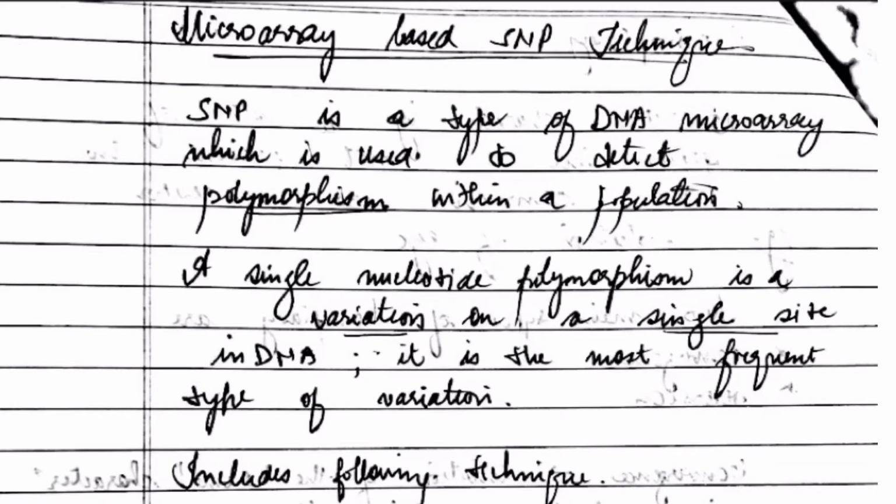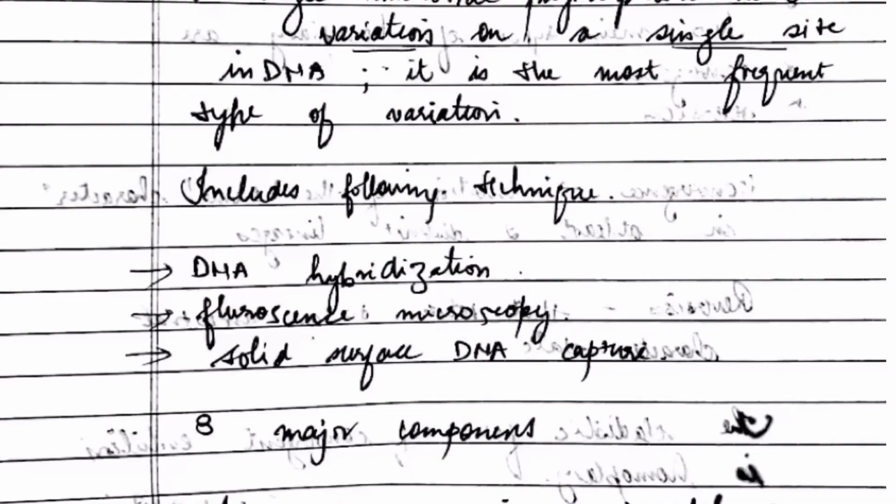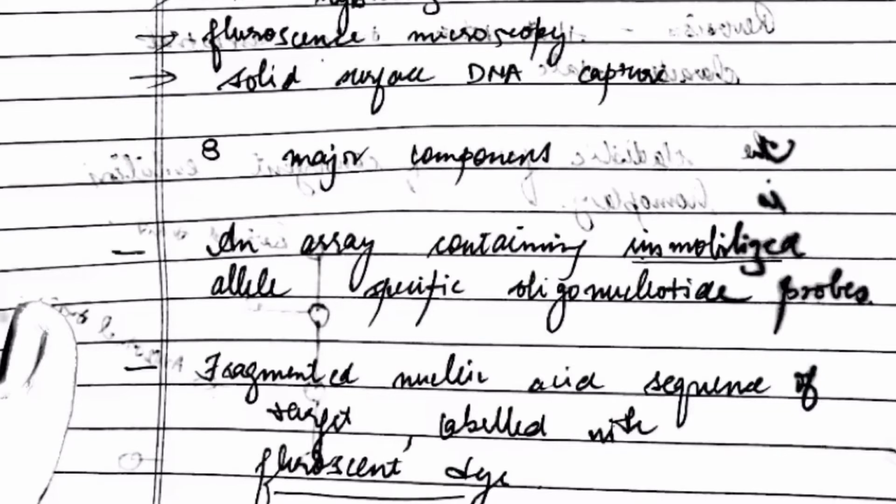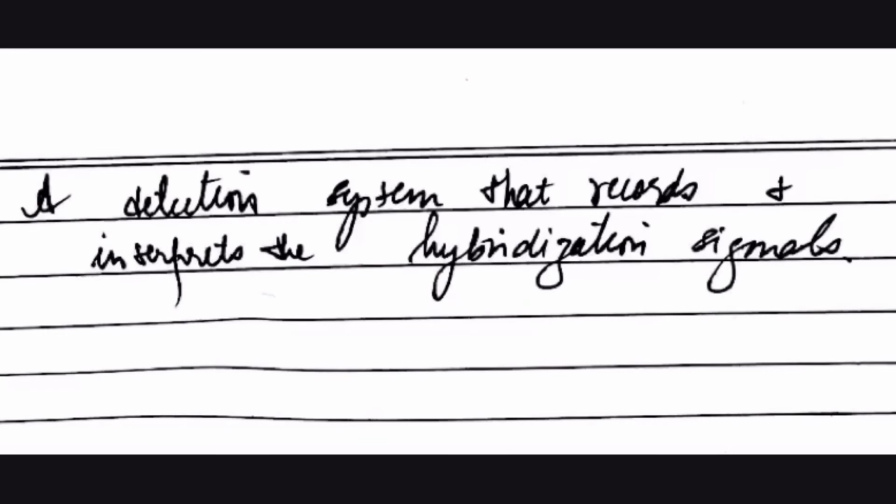SNP, single nucleotide polymorphism, is basically a DNA microarray which is used to detect polymorphism within a population. It involves various techniques like DNA hybridization, fluorescence microscopy, and solid surface DNA capture. It has three major components, that is the immobilized allele, the fluorescent dye, and the detection system that records and interprets the hybridization signal. The next topic is gene annotation.